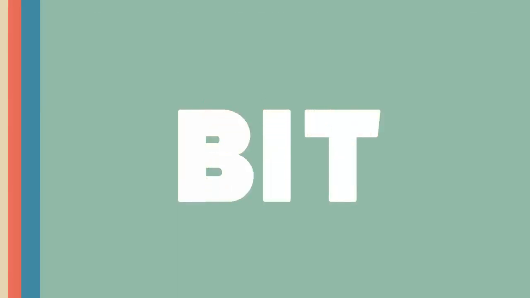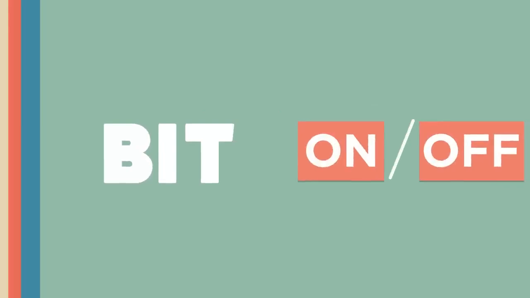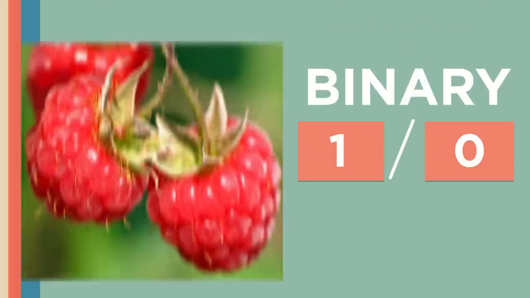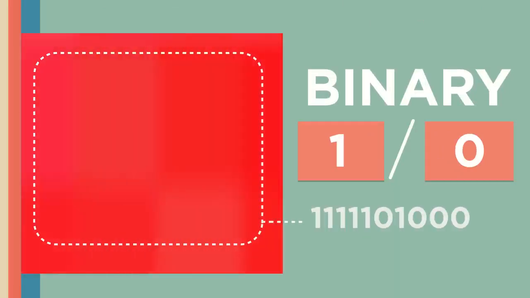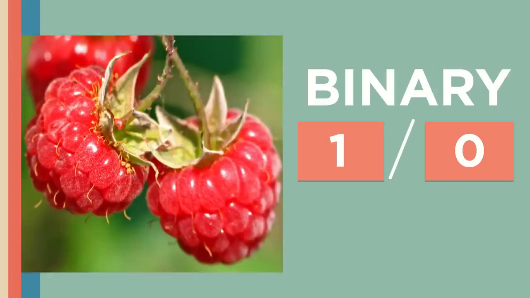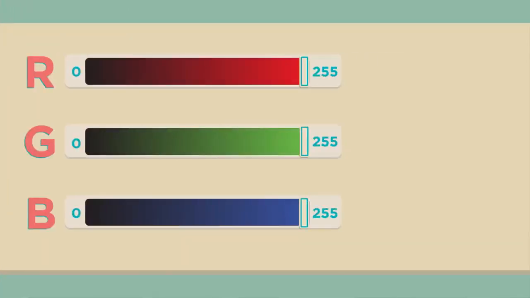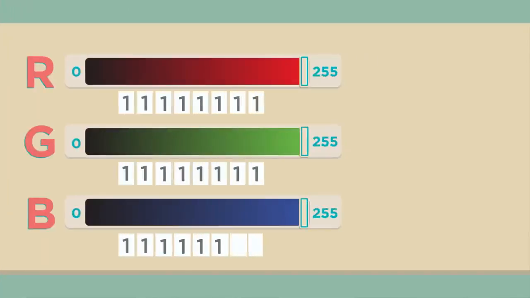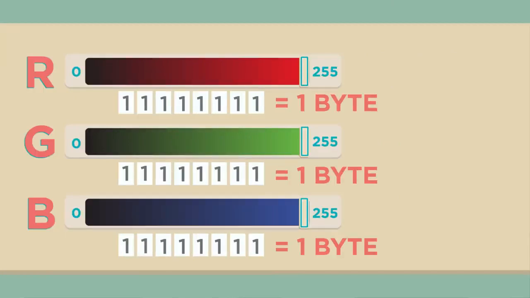All computing and digital data are represented by bits. A bit has two states, it's on or it's off, but instead of on or off, computers use ones and zeros, binary. So an image file is actually just a bunch of ones and zeros. Turns out that each color channel, RGB, is represented by 8 bits, which together are called a byte.